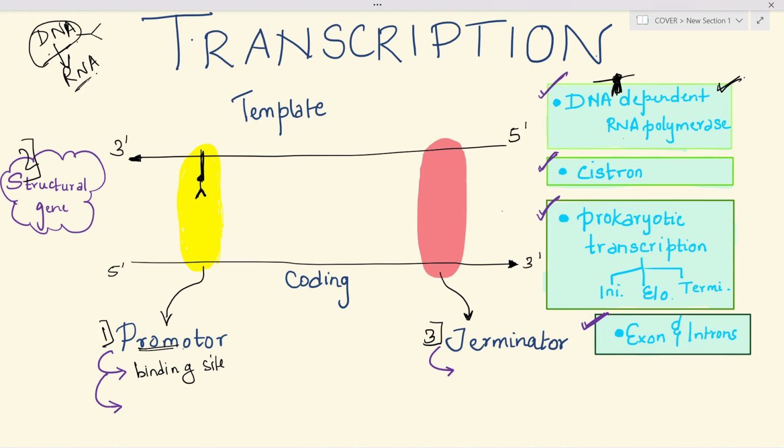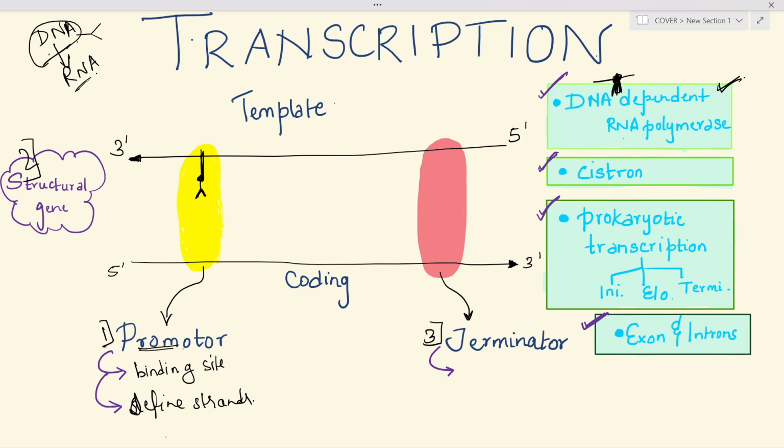The second function of the promoter is that it defines two strands. Now what are these two strands? They are named over here: first is the template and the coding strand. DNA dependent RNA polymerase always binds to one of the strands, which is the template strand. So the strand from 3' to 5' is called the template, and 5' to 3' is known as coding.